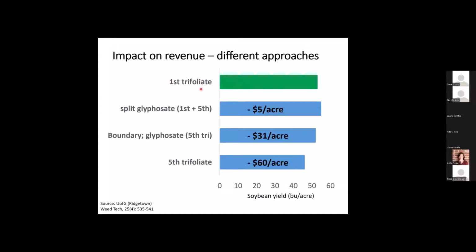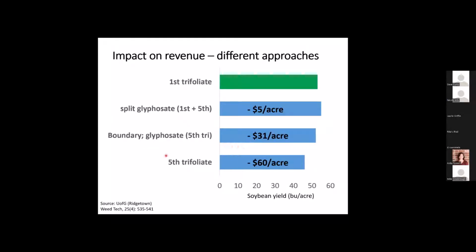And so then the challenge is when you start doing split applications of glyphosate, you weren't really adding much in the way of weed control. You were really only adding costs. So your revenue goes down. And then if we incorporate a soil applied herbicide, again, you're not really improving upon the level of weed control or yield versus just straight glyphosate. And so all you're really doing is adding herbicide costs.